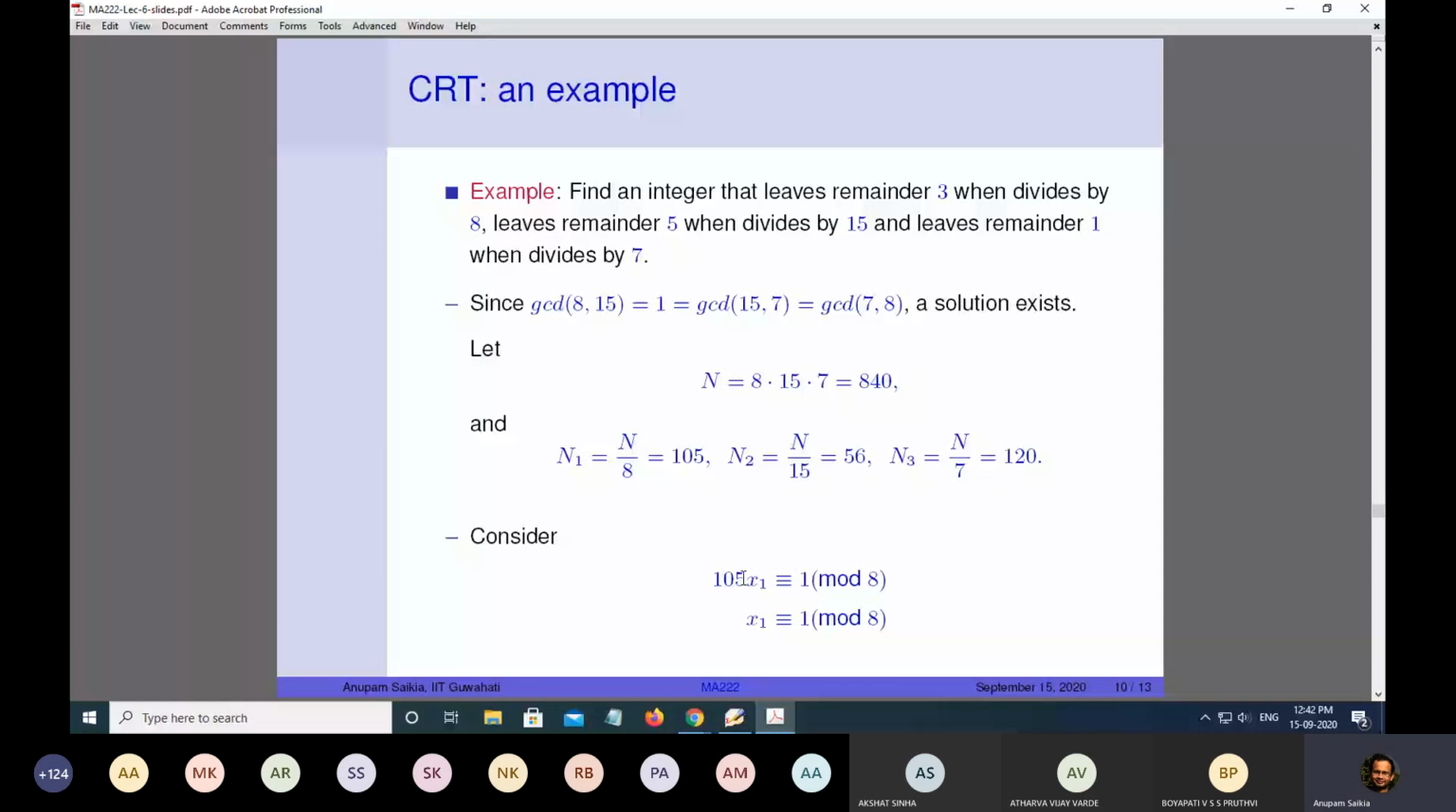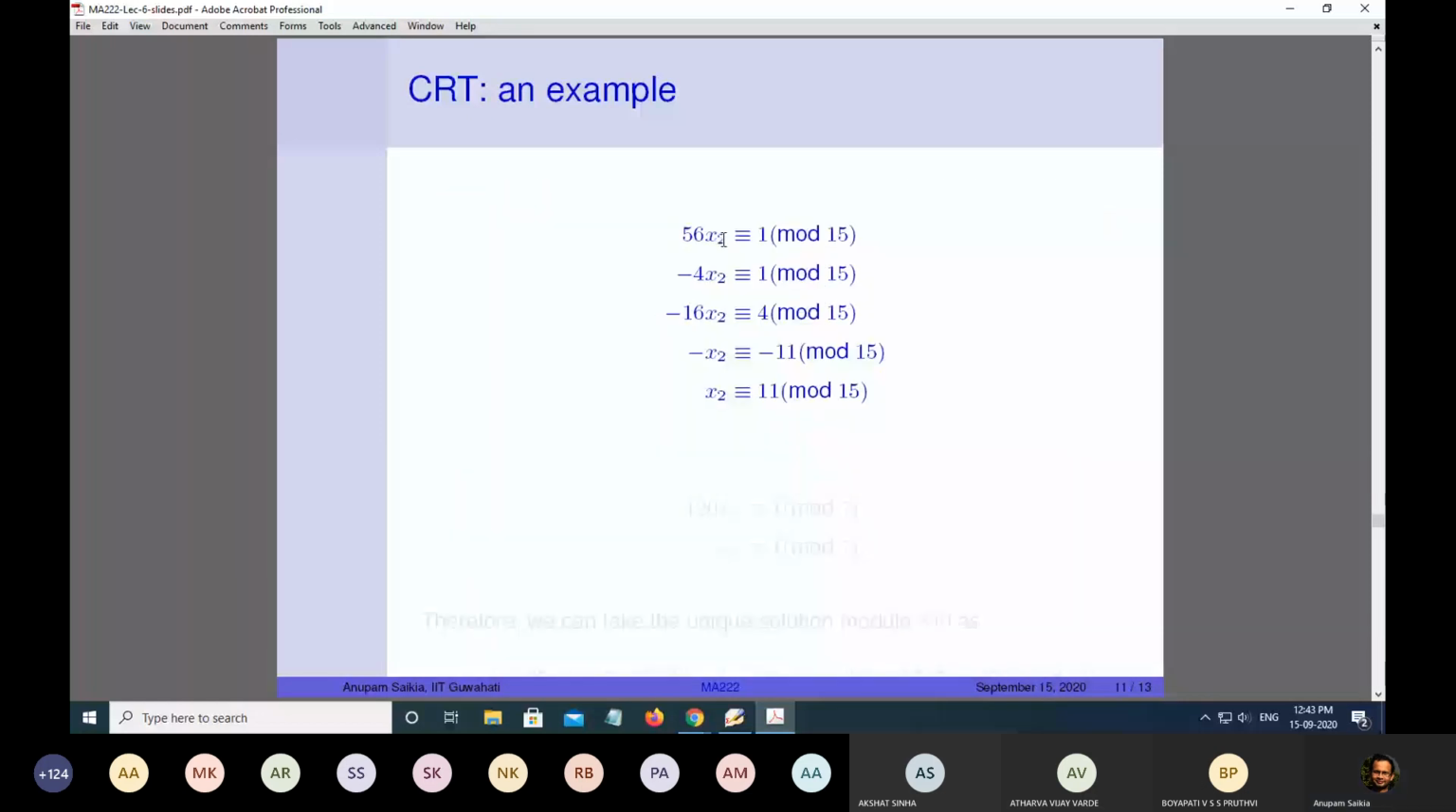Yeah, 8 into 13 is 104. So this is basically 1. So basically x1 we can take to be 1 mod 8. Similarly, you need to solve capital N2 x2 congruent to 1 mod small n2. But remember, this 56, you know that it is 60 minus 4.